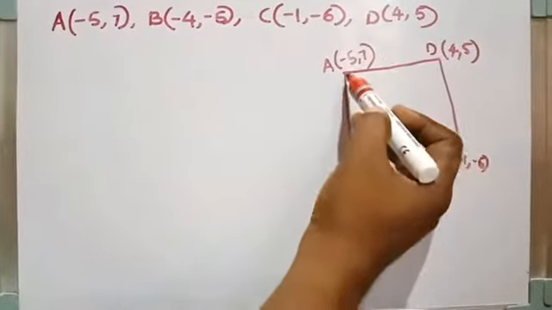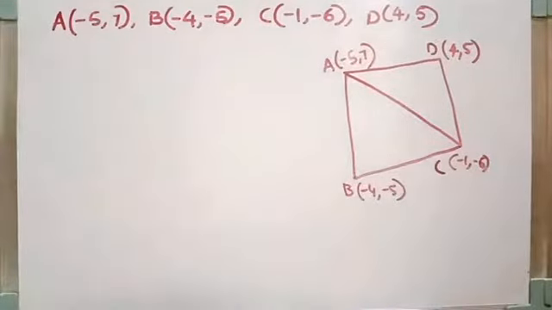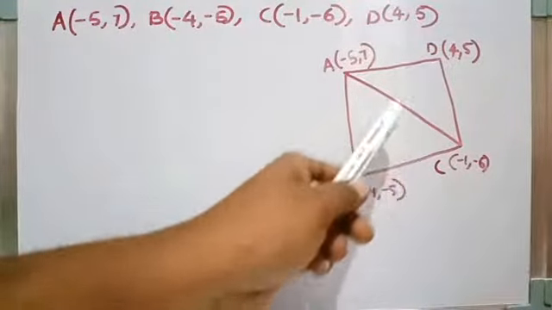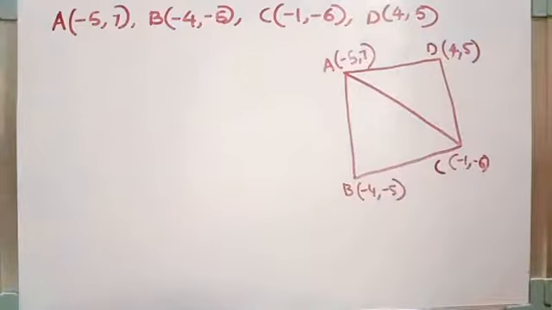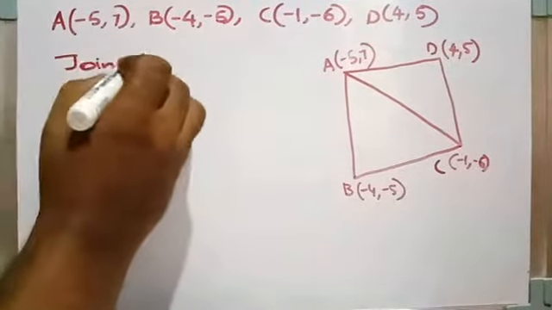So for that, join AC or join BD, join diagonal AC or BD so that two triangles are formed. And our task is to find the area of each triangle. Find the area of each triangle and add them, we get the answer. So step number one is join AC.